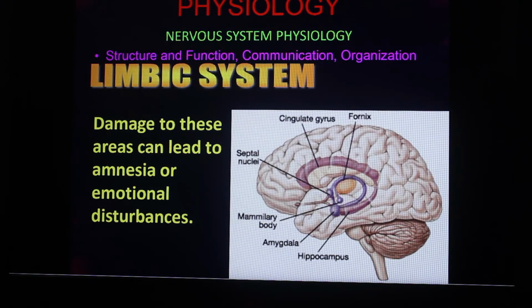We also have a system within the brain that we call the limbic system. The limbic system is mainly responsible for memory and our emotional balance, and damage to these areas would make us forget things, and it may affect our emotions and bring forward some emotional disturbances.